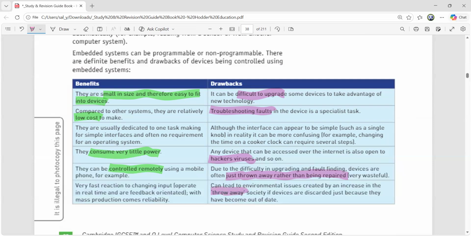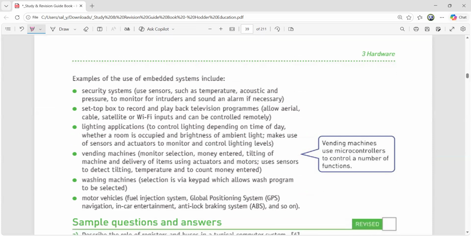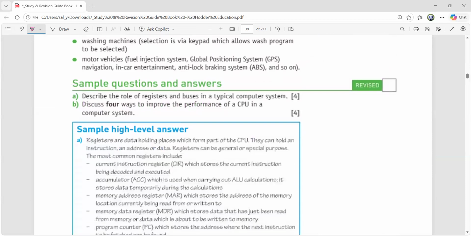And lastly, it's talking about the applications. You can see security systems, vending machines, washing machines, motor vehicles, everywhere you can see. And then the sample questions and answers. And then here we can see that they've mentioned why this question is a good answer, very, very well answered, and why the question is not very well answered.